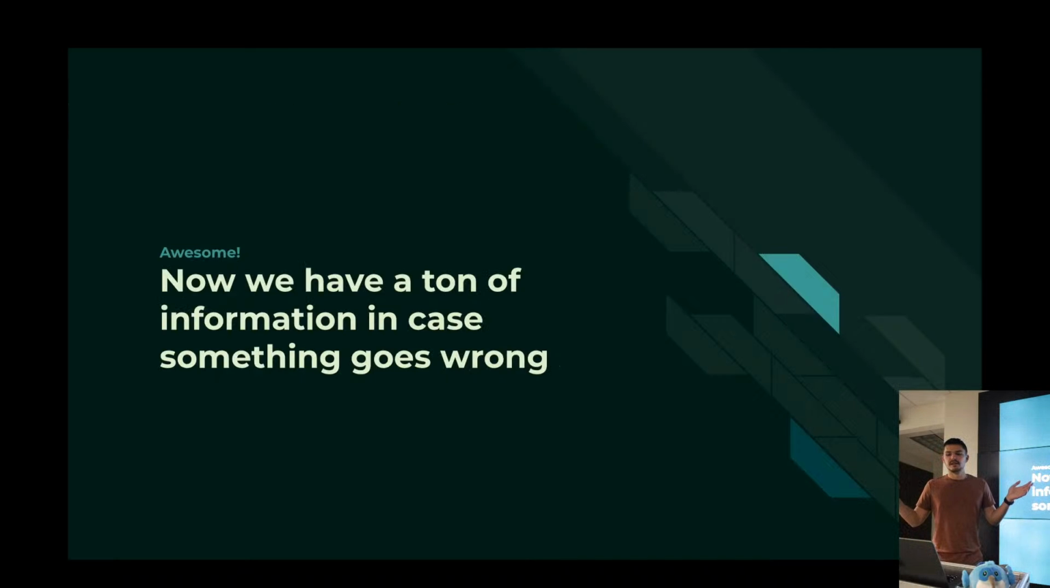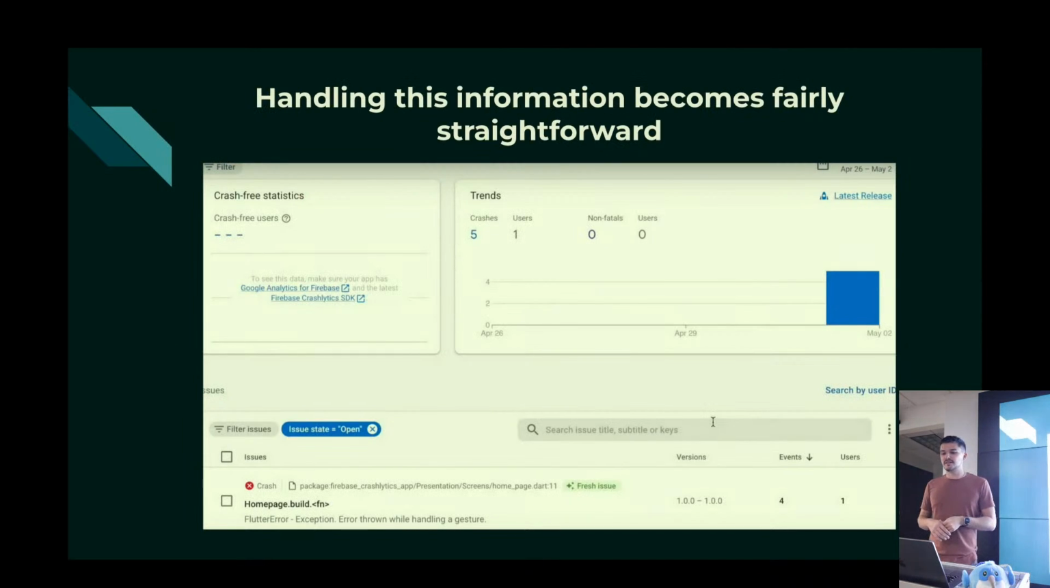Awesome. Now we have a ton of information in case something goes wrong, and handling this information becomes fairly straightforward. Here's a quick example of what a Crashlytics console might look like. After you have enough data, it's going to give you a graph of your percentage of crash-free users over here on the left. This might be something that your management might want to look at, to make sure that everybody's having a generally good time using your app. On the right side, you can see a specific number of crashes, how many users it's affecting, and also how many non-fatal crashes. Those are our non-fatal errors, the caught errors that we can just report here.